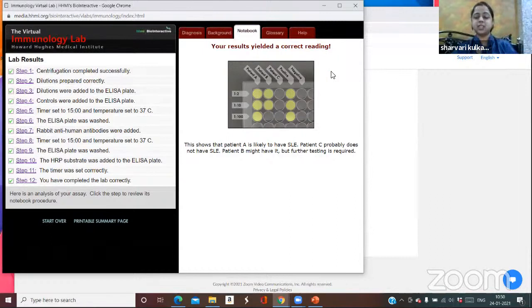Understood? Yeah. So now I think I'm done with all the explanation part and the virtual lab also. Hope this experience was good for you. You understood each and every step perfectly. This is the HHMI lab, virtual lab, in which they have designed the ELISA virtual.